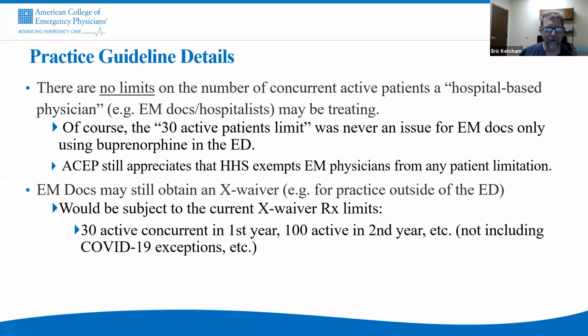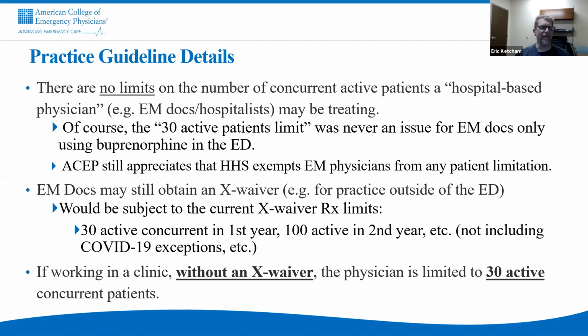So if you get your X-Waiver, of course, you'd still be subjected to the current limits, 30 active patients at a time in the first year, 100 in your second year. And that's assuming that you didn't apply for and get one of those COVID-19 exceptions that have more than the stated limit, et cetera. If you want to work in a clinic without an X-Waiver, it just means that you're going to be subjected to the 30 active concurrent patient limit, right?